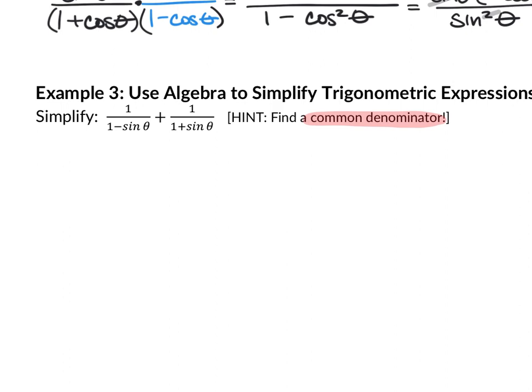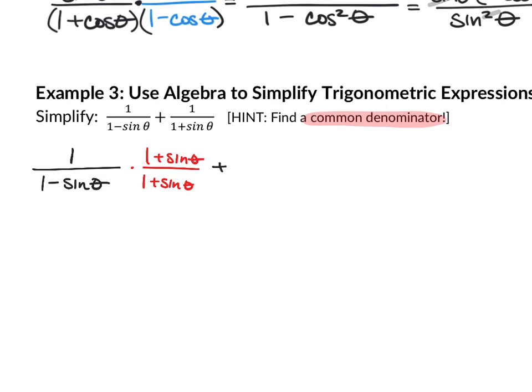As with all fractions, you can't add them together until they have a common denominator. So the common denominator I'm looking for is for the fraction to have both 1 minus sine of theta times 1 plus sine of theta. So again, I'm going to show a lot of work, and this is probably the only time I'll show this amount of work. But I'm going to take this first fraction, and I'm going to multiply it by the denominator that it's missing, which is 1 plus sine of theta.